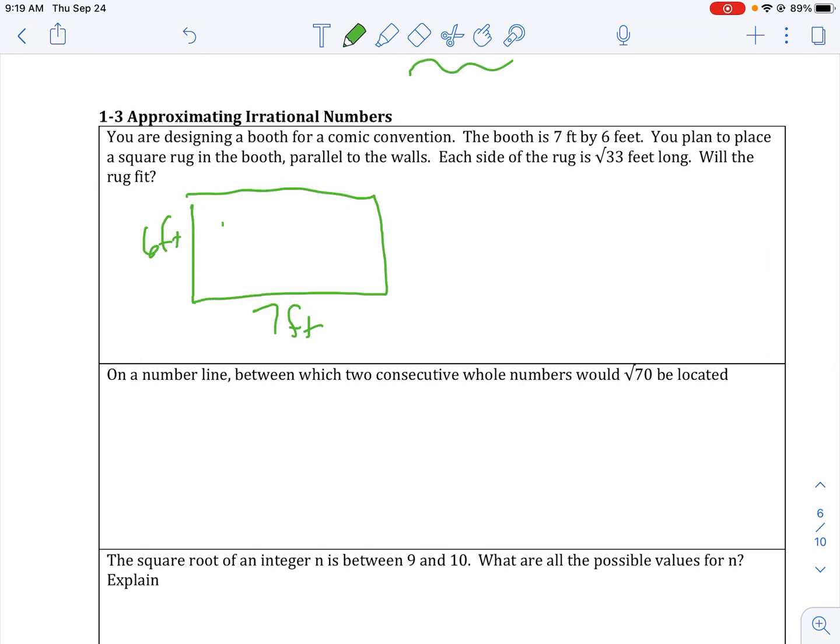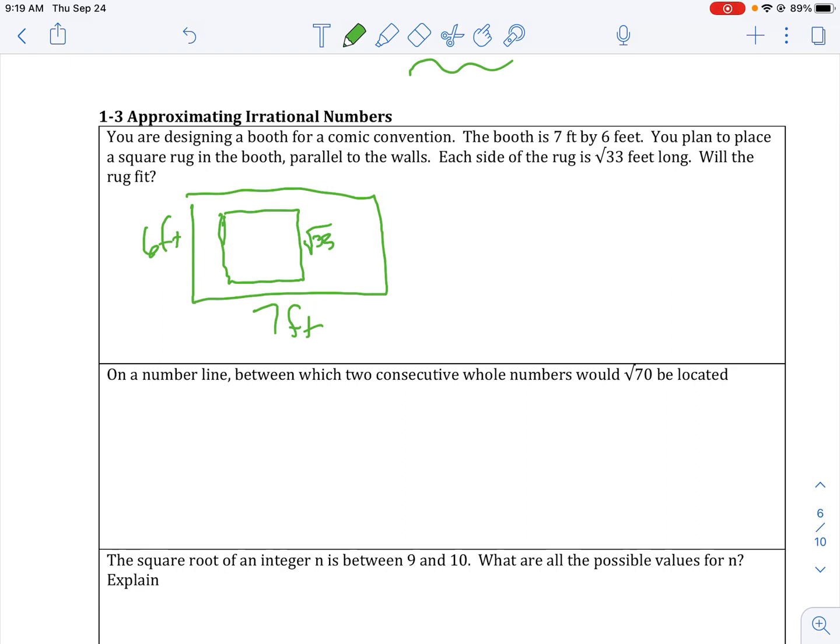So we are going to make, that's not really a square, but let's pretend it's a square. There we go. Each side of the rug is the square root of 33 feet long. Will the rug fit? Now you're going to need your calculator for this, and with the TI-30s, you can see how to do this within Canvas.